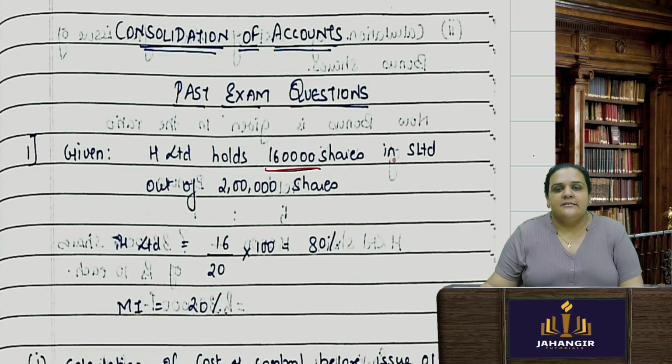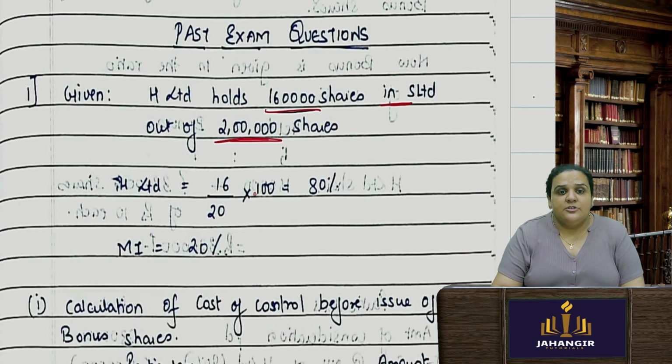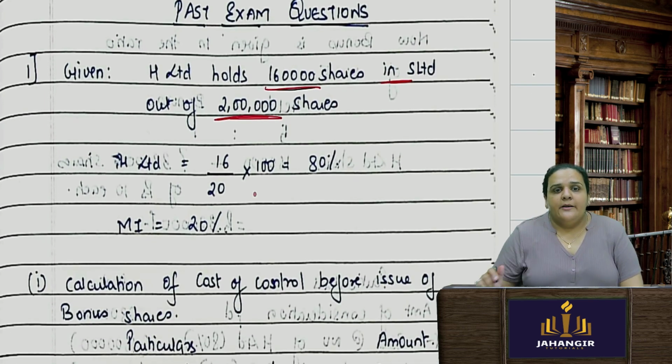1,60,000 shares in S Limited. Out of how many shares? 2 lakh shares. So what is my percentage of holding? 16 upon 20, 80%. Therefore, minority interest is going to be 20%.